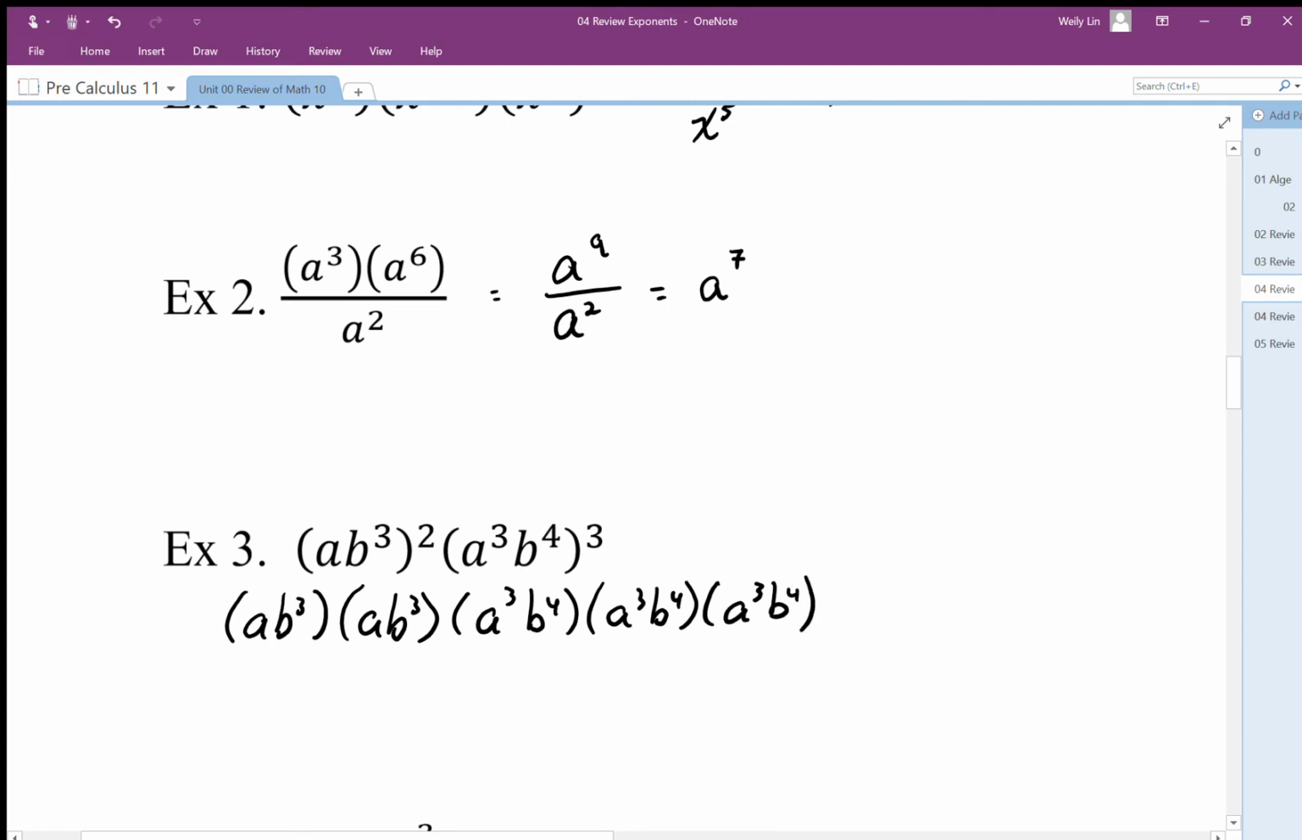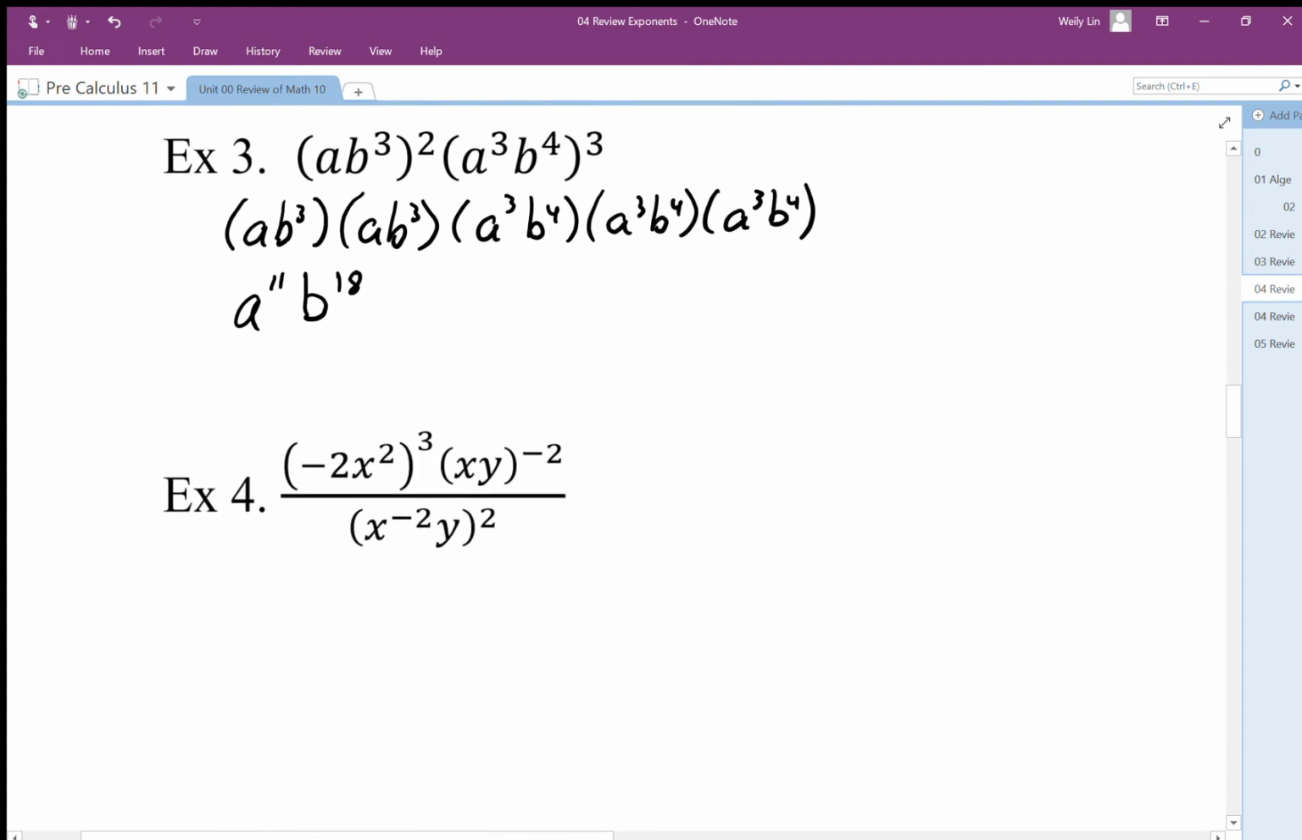That's all connected by multiplication, so I can just count up how many a's I have multiplied. 1, 2, and I have 3 here, so that gives me 5, 8, 11. So I have a to the power 11. I have b cubed, b to the 4, b to the 4, b to the 4, all the same base, all connected by multiplication, so I can just add up those exponents. So this is going to be 4, 8, 12, 15, 18, so I end up with b to the power 18.